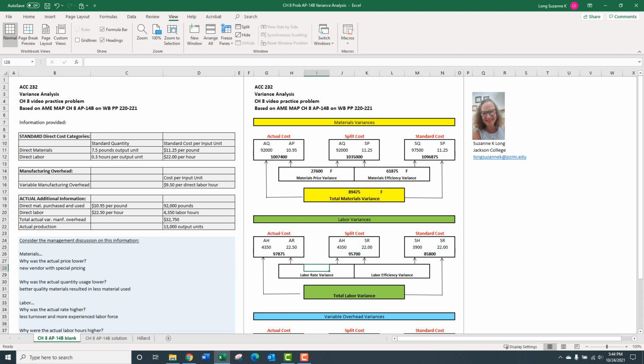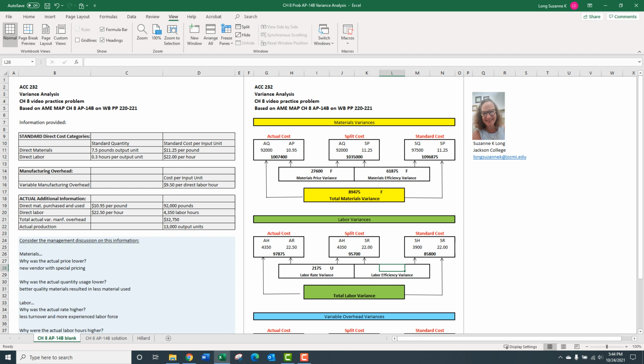All right, let's do our combining. Which one's bigger? This one's bigger than this one. And was it favorable? Oh, yeah, this was the unfavorable. Just a little bit, but our average labor rate was $22.50 per hour, and we were planning on 22, so that's unfavorable. Let's do this one.